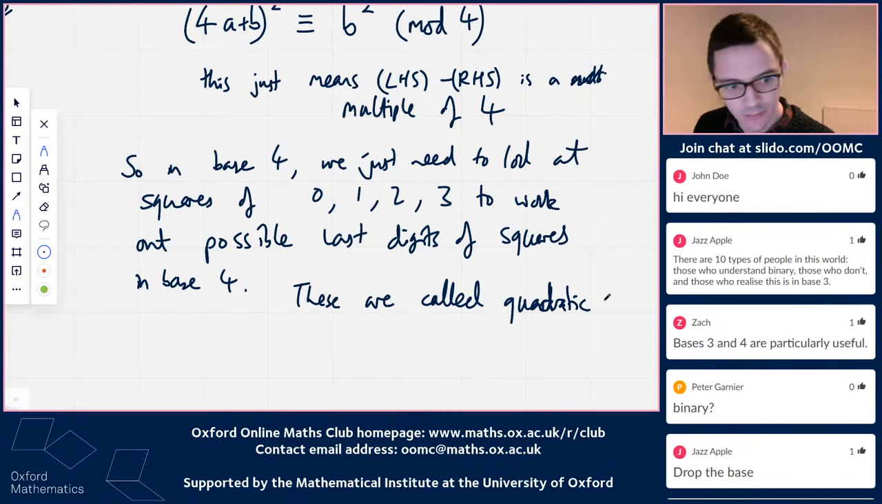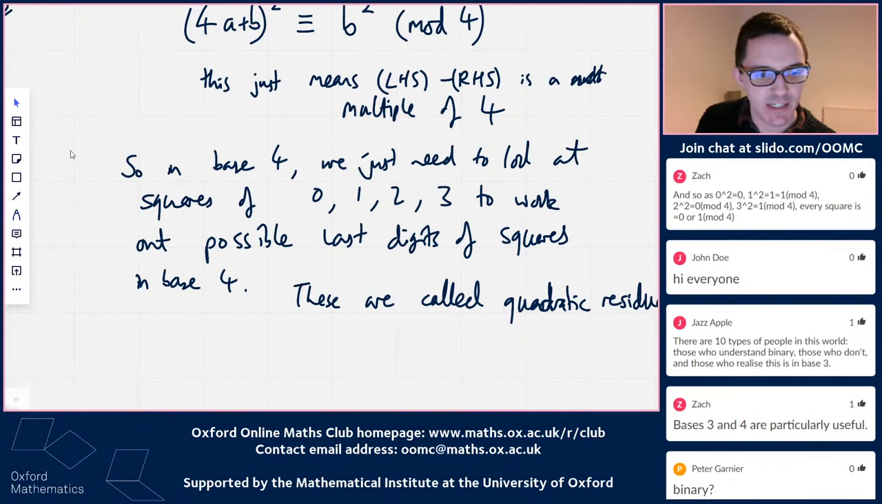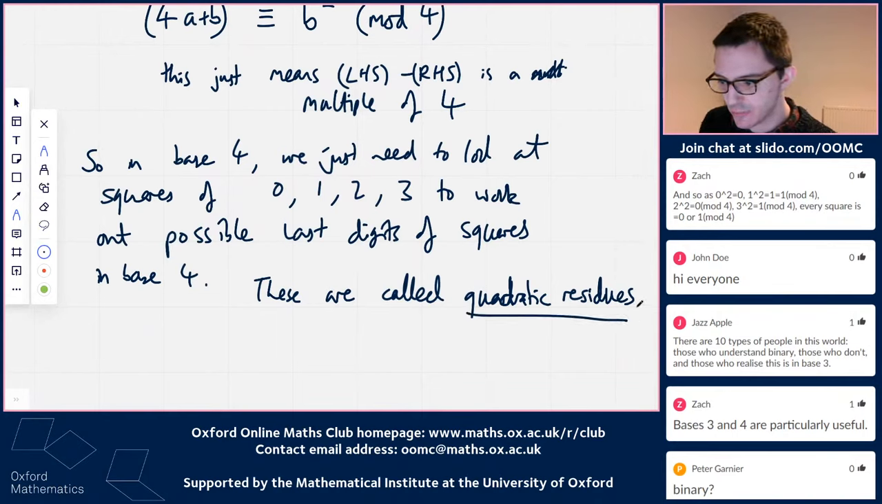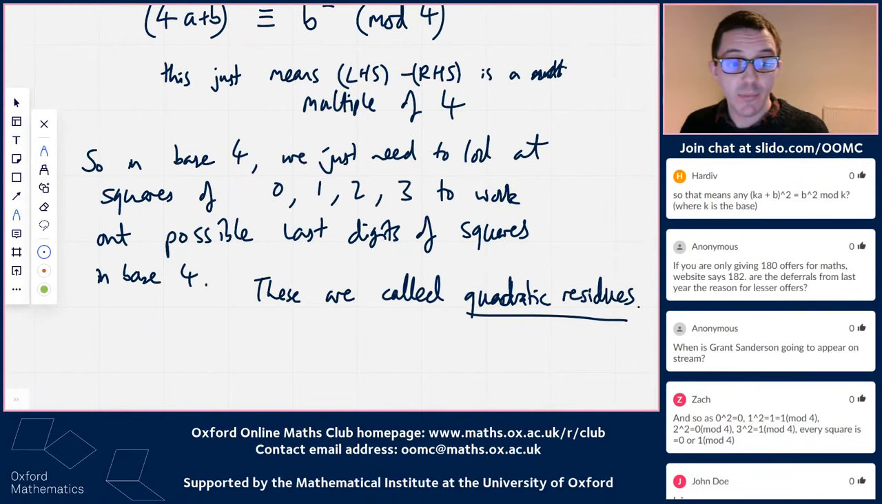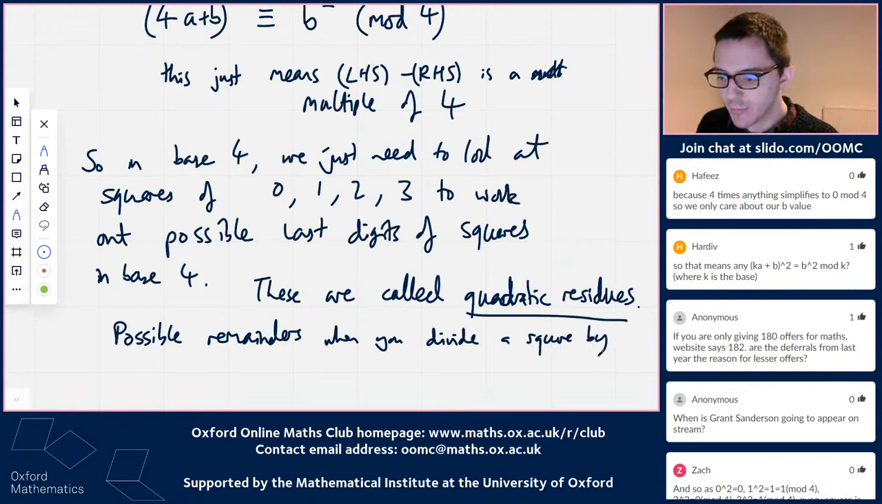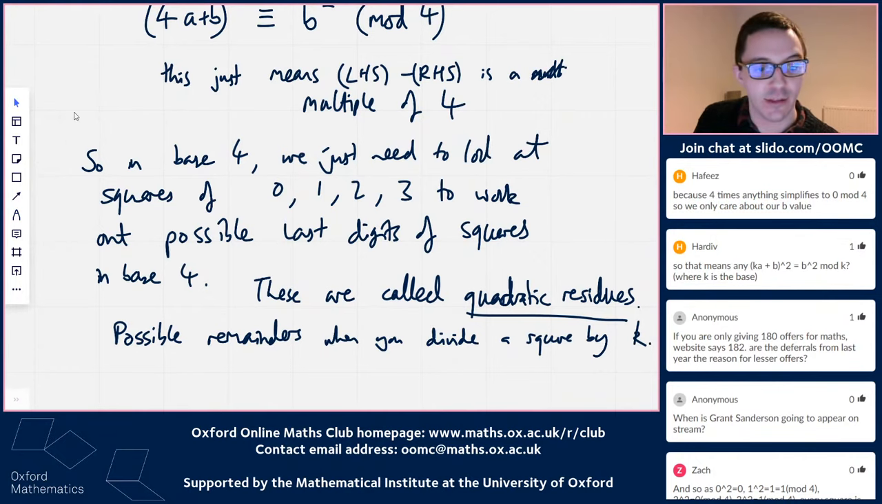Quadratic residues. So I'm getting used to my writing space. There we go. Quadratic residues. Okay. Sort of the possible remainders, let's phrase this differently, possible remainders when you divide a square by, I don't know, k or something, or anything you're interested in.